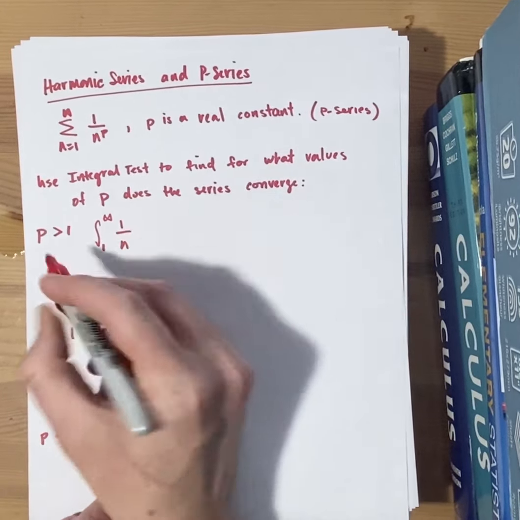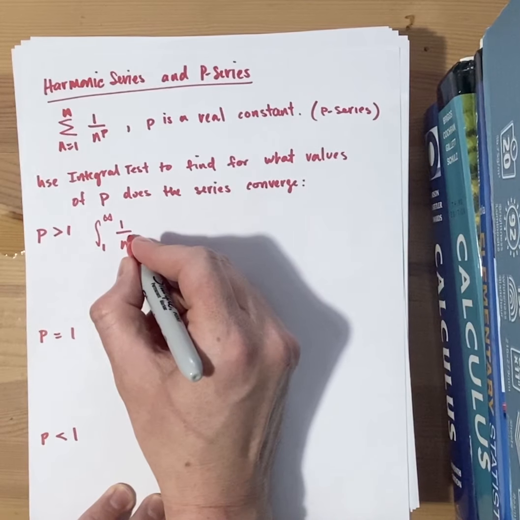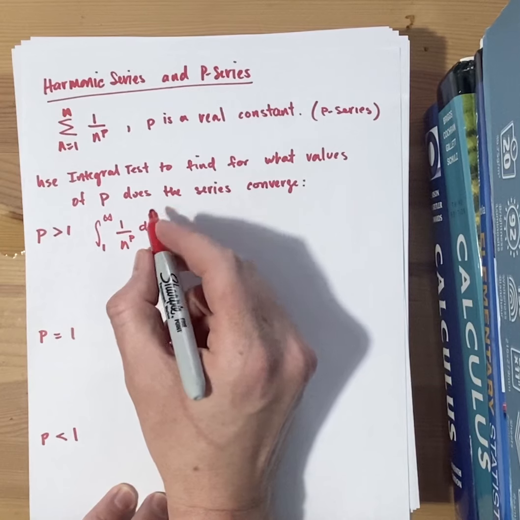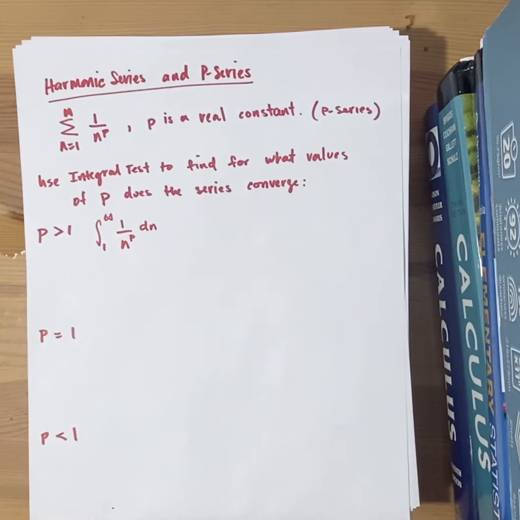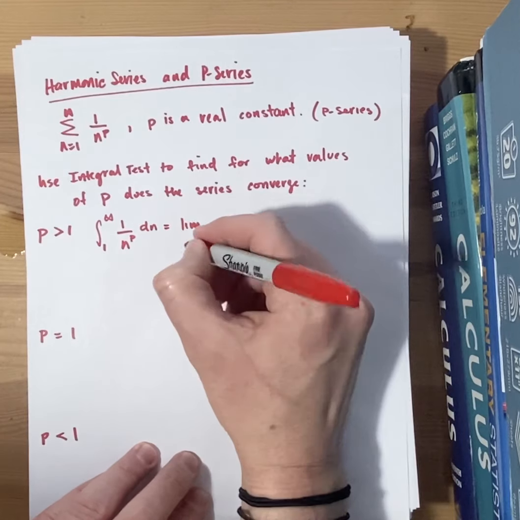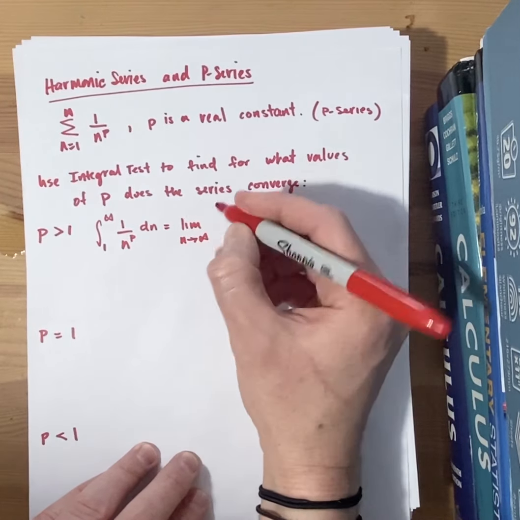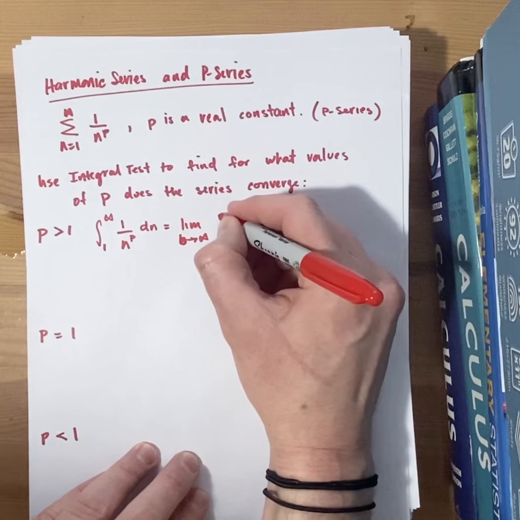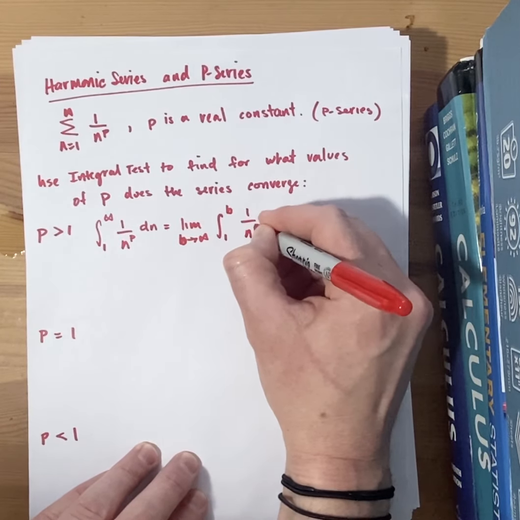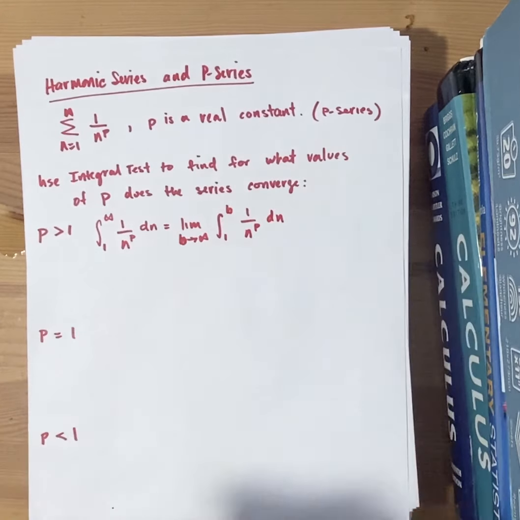So if p is greater than 1, we're going to start with this, and then dn. Okay, so what's going to happen here is, remember, these are improper integrals. Let's make it a b to be different, right? So 1 to b, 1 over n to the p power dn. Okay, so we're taking the integral with respect to n.